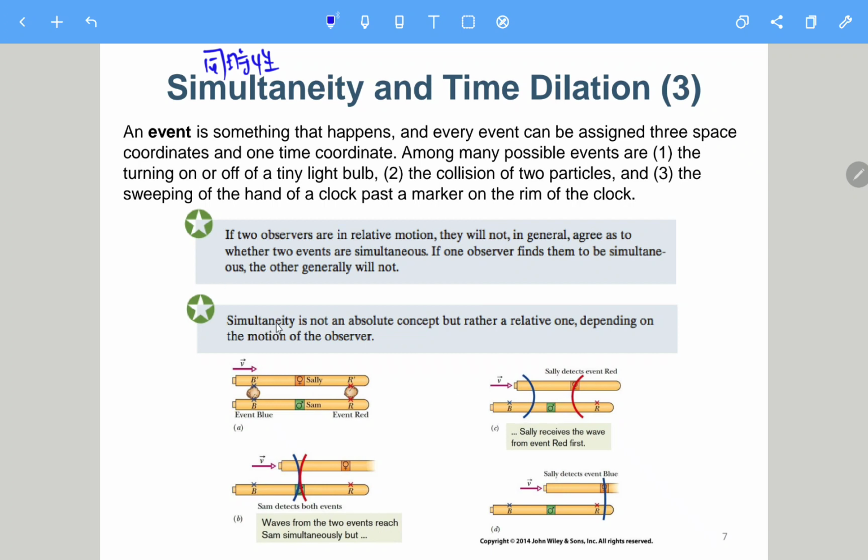So here it says simultaneity is not an absolute concept. For Sam, it feels that it occurs at the same time. But for Sally, it feels that the event red occurs first. So it's not an absolute concept, but rather a relative one, depending on the motion of the observer. So we really need to consider the velocity and the position of the observer to say whether an event occurs first.